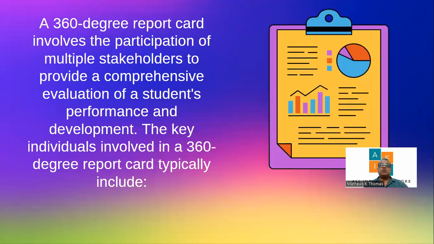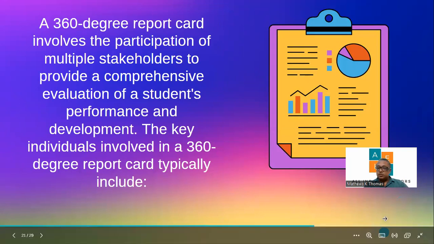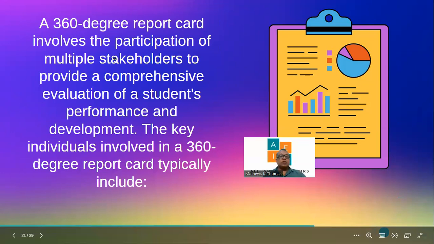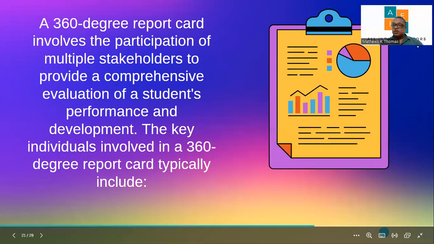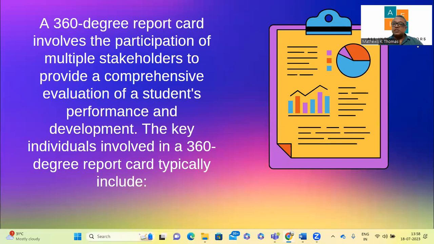First and foremost is, of course, we have to involve all the stakeholders. There are multiple stakeholders in a school: the principal, the counselor, the special educator, the subject teachers, the class teachers, the parents, and when they are working in groups, the peers. So we have to take all the stakeholders into consideration, and the report is made after consulting all of these.